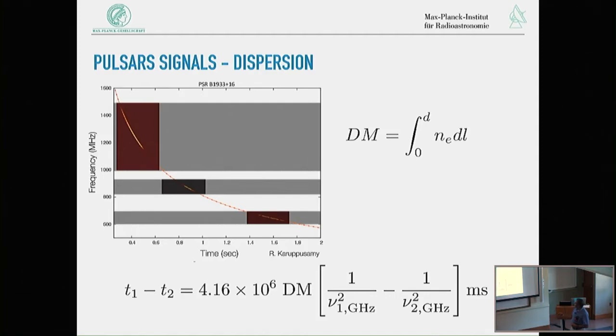This dispersion smearing can be expressed through the dispersion measure, which is proportional to the total number of electrons along the line of sight. Between two frequencies, this is how the delay goes: it goes inversely with the square of frequency. Which means that at lower frequencies, the effect is worse.